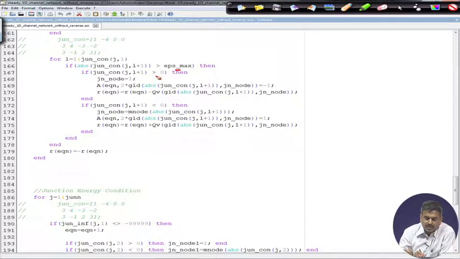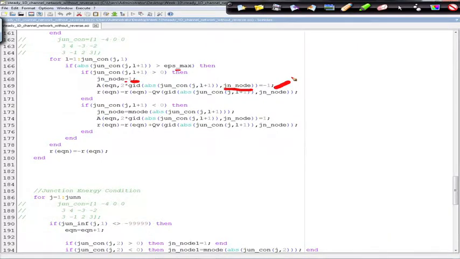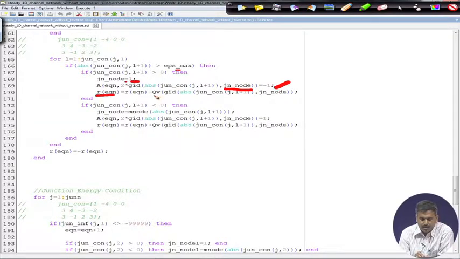If it is greater than 0 or a small number, then only we should proceed. If this junction continuity is greater than 0, that means J node is the starting node. So, we can write this equation for this L. L is again the absolute value of junction continuity J, L plus 1, and J node. This is minus 1, because at the starting node it should be minus, and R equivalent equals R equivalent minus this Q value, because we are considering that Q value is positive here, no reversal of flow. So, this is directly subtracted from R equivalent.